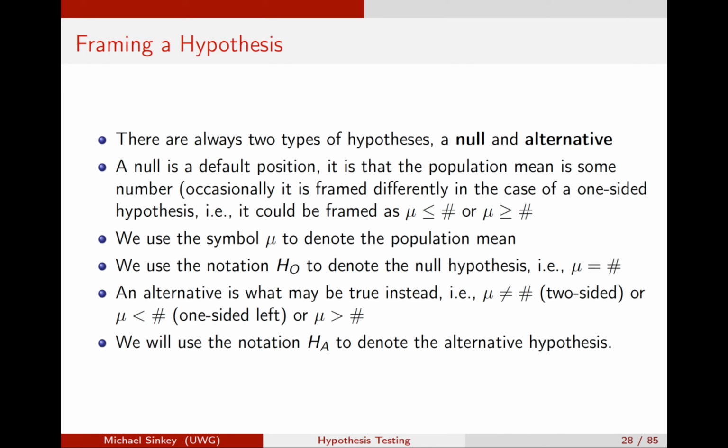If I think the makers of Diet Dr. Pepper are shortchanging me, then maybe the mean is less than or equal to 12 fluid ounces. That's one possibility. If it's not less than or equal to, it must be greater. And so when we construct a hypothesis, we're really constructing just two categories. The data either support being in one category or they support being in the other category.